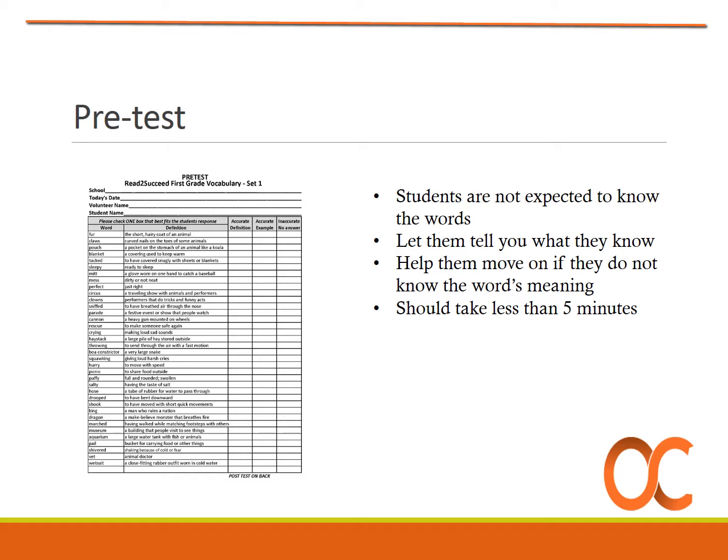This is simply a list of words, and you can begin by assuring the child that they're not really supposed to know any of these words because they are first, second, and third grade words. They will let you know what they know about the word. It will either be an accurate definition, an accurate example, an inaccurate example, or no answer. If they seem like they really don't know what the word is, you can ask them to give you a hand signal that indicates they would like to move on. The entire test should not take more than 5 minutes.